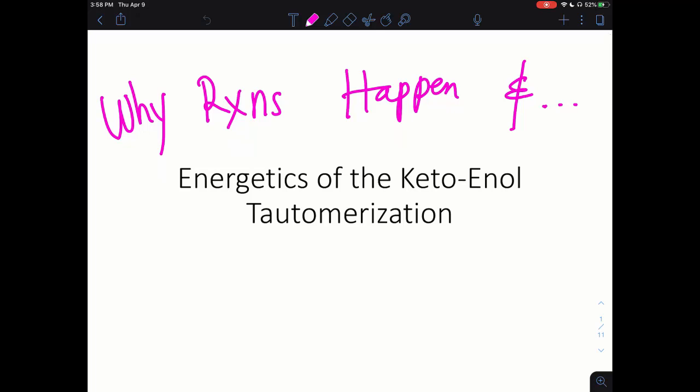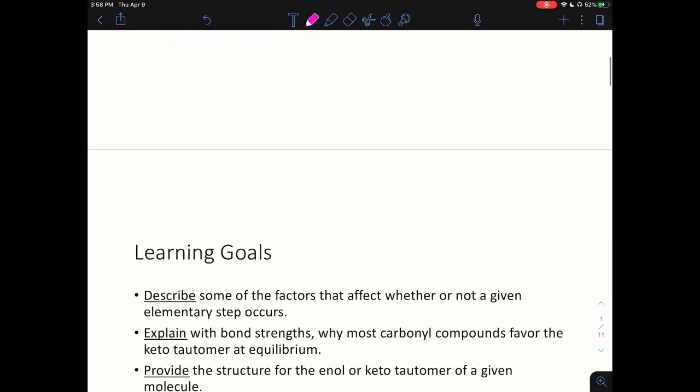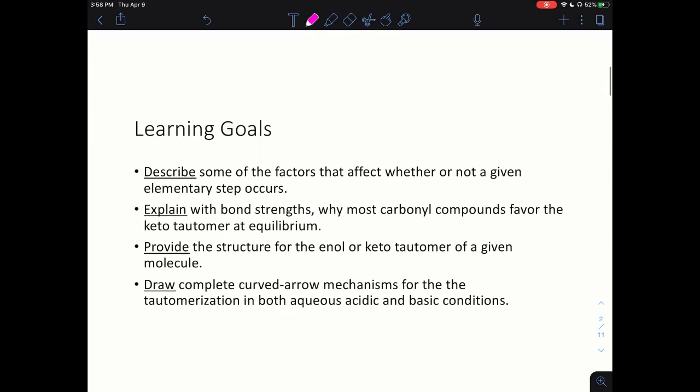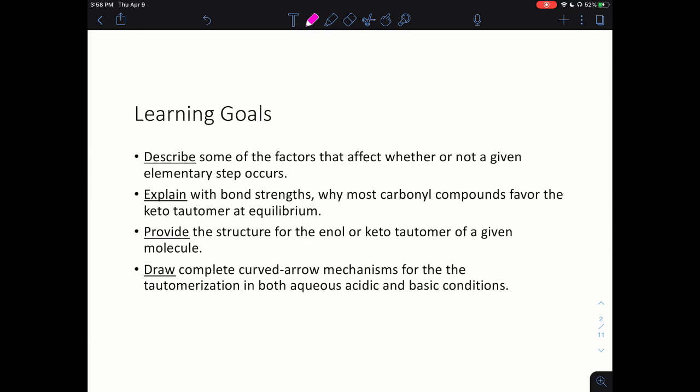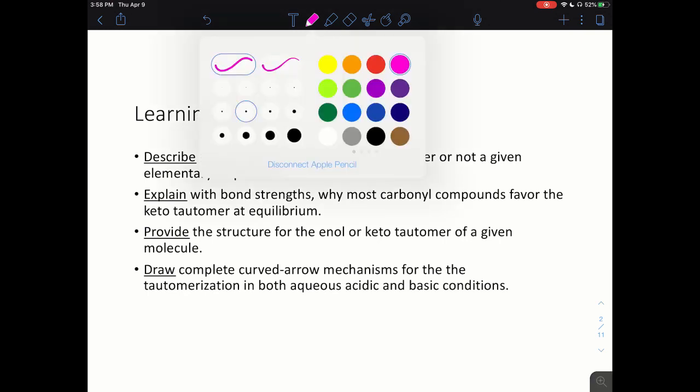In this video, we're going to discuss why reactions happen and look at a case study, which is the energetics of the keto-enol tautomerization. So our goals are to describe some of the factors that affect whether or not a given elementary step occurs, to explain with bond strengths why most carbonyl compounds favor the keto tautomer at equilibrium.